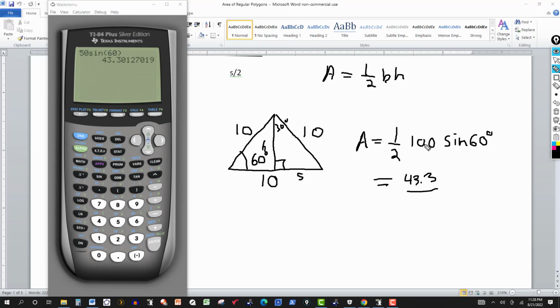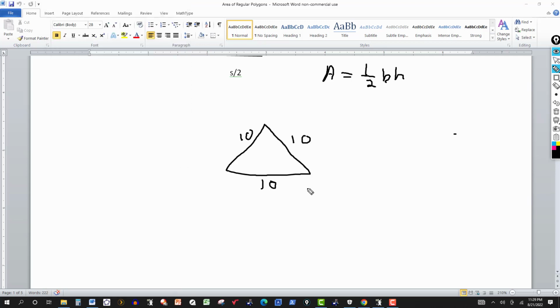1/2 times the product of those two sides given, multiplied by the sine of the included angle. Again, this formula applies for any triangle. It doesn't have to be equilateral. I'm just trying to work the same problem so you can see we get the same answer. So for this one, it's called Heron's formula.